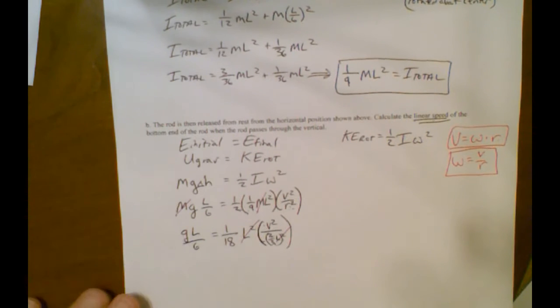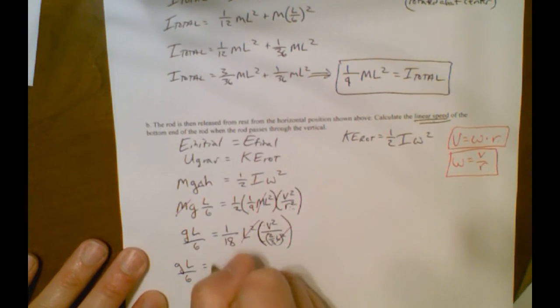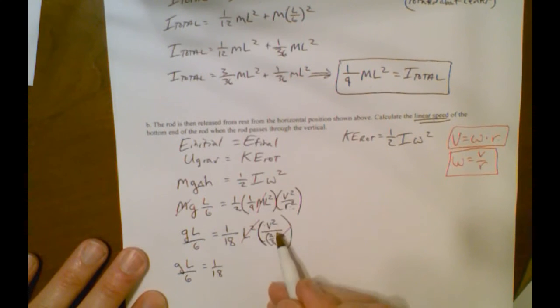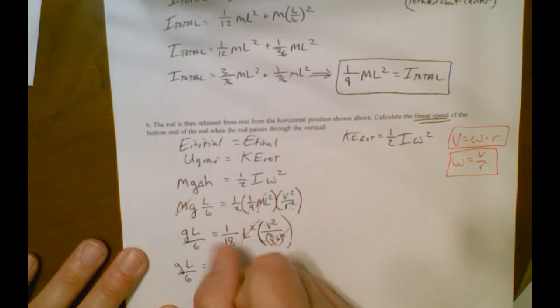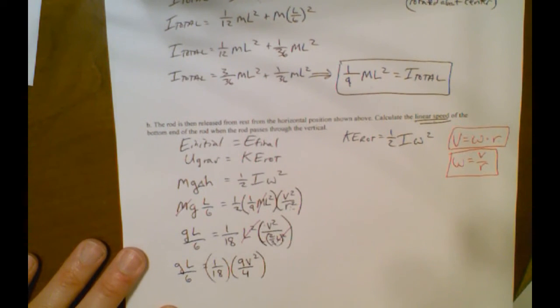So let me go through again and see what I've got. GL over 6 equals 1/18. Okay. 3 squared is going to be 9, and that's going to be in the numerator. I'll put that in parentheses. 9 V squared. 2 squared is going to be in the denominator. So that's 4. I think I'm doing this right. So there's a lot of numbers here I can reduce.